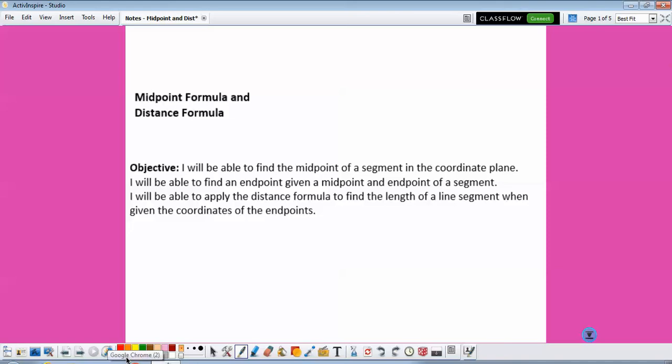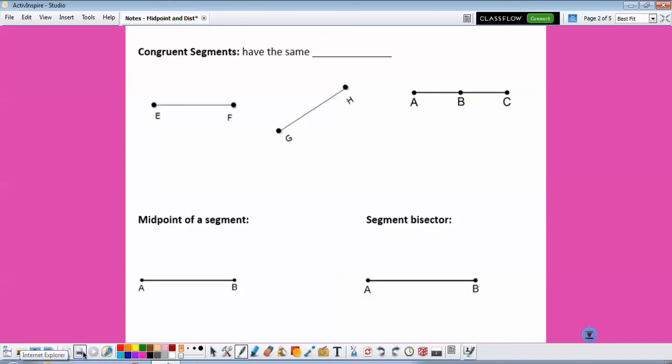Alright, today we're going to be talking about the distance formula and the midpoint formula. We will be able to find the midpoint of a segment in the coordinate plane. We'll be able to find the endpoint given a midpoint and an endpoint of a segment. And we'll be able to apply the distance formula to find the length of a line segment when given the coordinates of the endpoints.